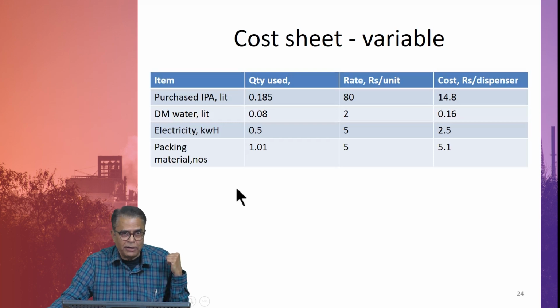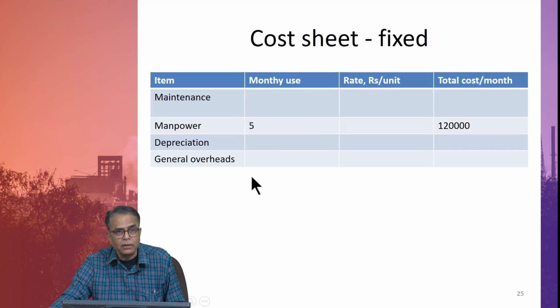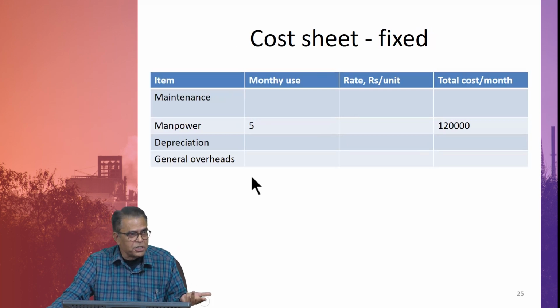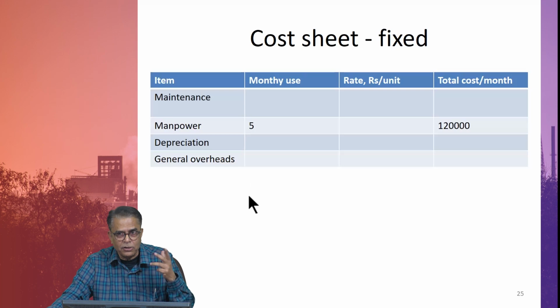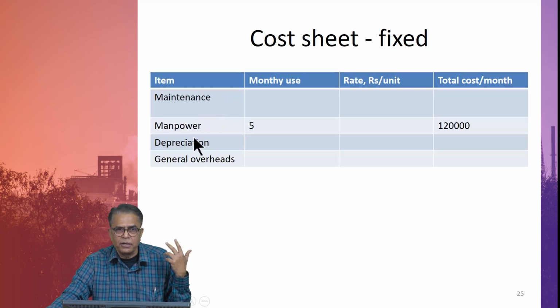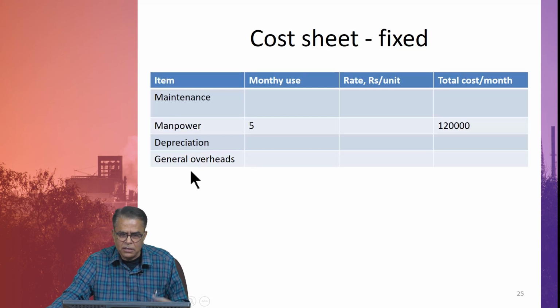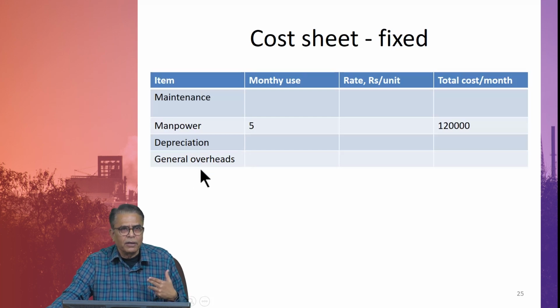Packing materials also I have added, here also there will be some waste of the packing material. So, this is how the variable cost is looked at. Again, the cost sheet for the fixed cost, this I said is related to the investment plant cost, right. So, items are maintenance, manpower, depreciation, any class set, overheads. This will come again based on your design of what it is.